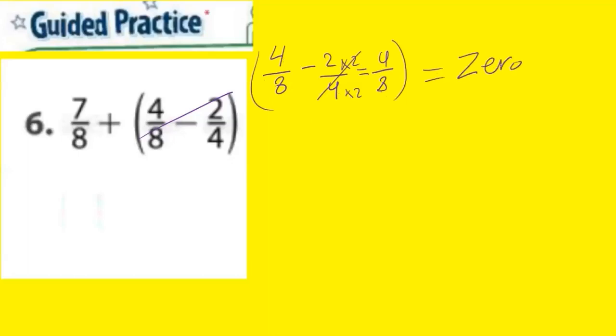So 7 over 8 plus 0 will equal 7 over 8. Check the answer.